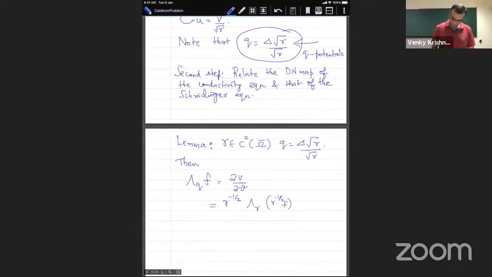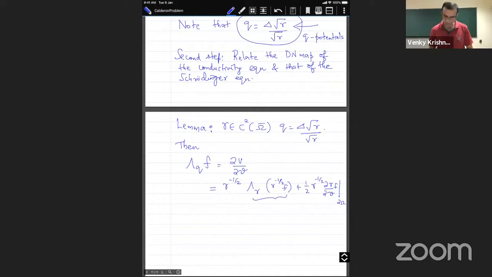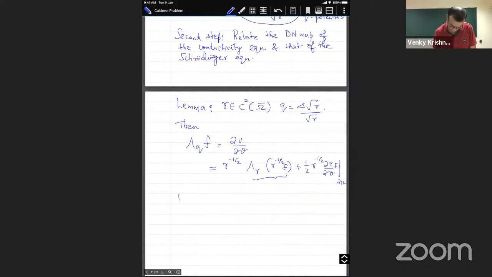So, Lambda_Q F is equal to Lambda_gamma of gamma to the minus half F plus half gamma to the minus half d gamma/d nu of F, restricted to the boundary d omega. Obviously, this is also restricted to d omega. So one thing that seems to be crucial is the following: knowing Lambda_gamma, there is one intermediate step.